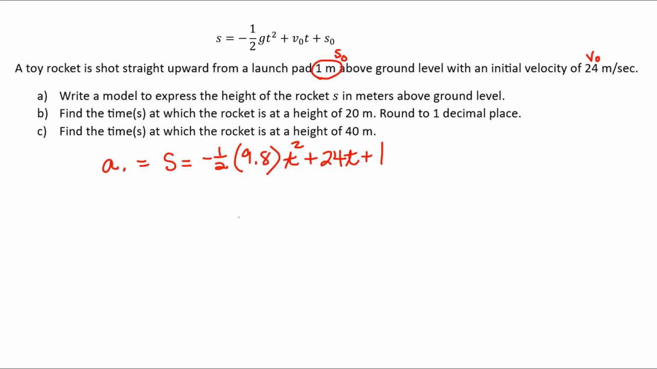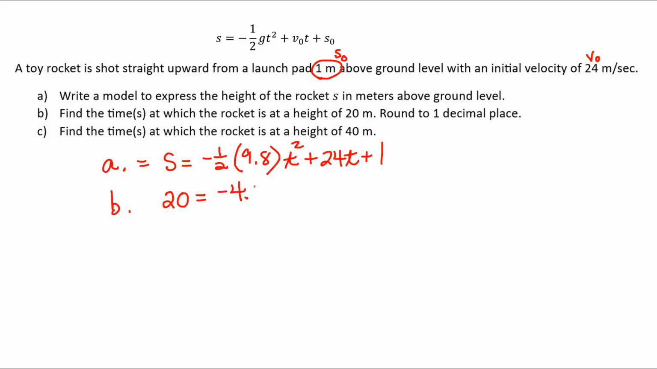So that's the model. And then part B, find the time at which the rocket is at a height of 20 meters, round to one decimal place. So I'm trying to find out t, what value of t will make the height of this rocket 20 meters. When is the rocket 20 meters from the ground? So looking for that time. So S is 20. When does that happen?